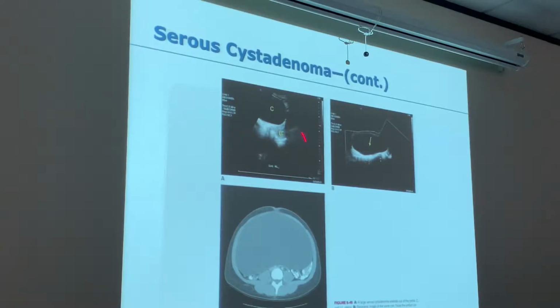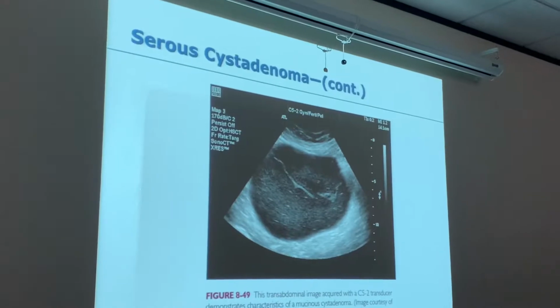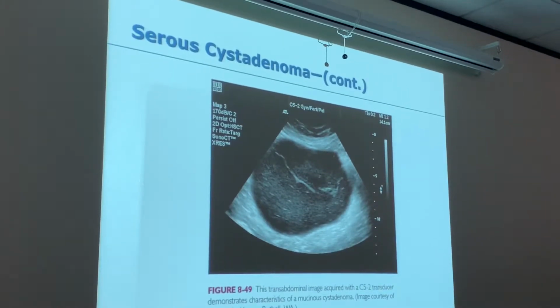They're very large. They have thin septations. Here's a serous cystadenoma. This is hemorrhagic fluid or serous fluid. We won't know that until it's removed and it goes to the lab. And at that point in time, we can only suggest if it's a serous or a mucinous. They won't know for a fact until it's removed and that fluid goes to the lab.